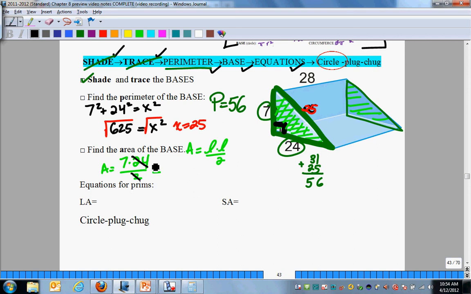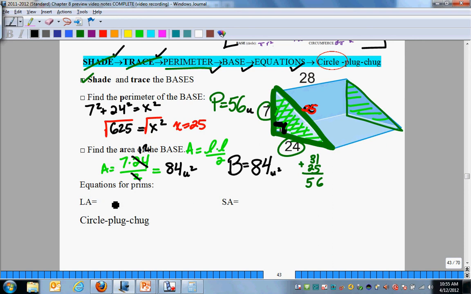2 goes into 24 12 times, 7 times 12. 7 times 10 is 70. 7 times 2 is 14, so that's going to be 84. And do we have units? We don't know. We'll call it units squared. So our base area, notice I'm using a B here, that means base area is 84 units squared. This is 56 units. Now we write our equations out for lateral area.